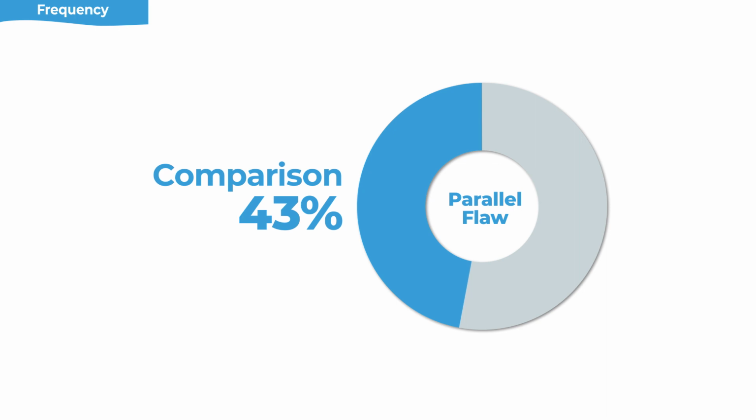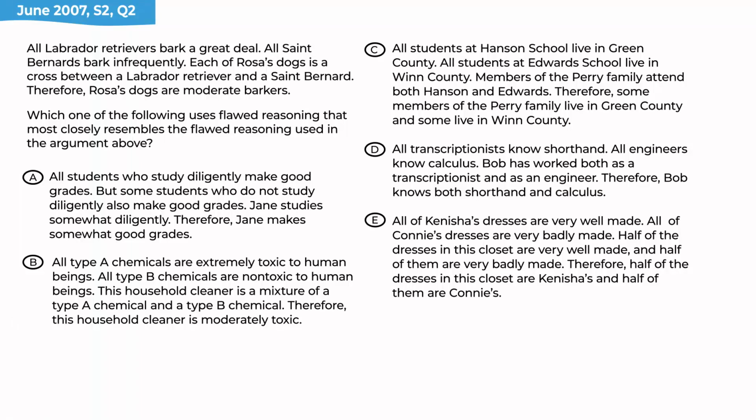It plays a much stronger role on parallel flaw questions than on parallel questions. It's not the most important reasoning structure on parallel flaw questions, but comparison does play a significant role on a very large number of questions. Let's look at an example. Go ahead and give this one a try. Hit pause, try this question on your own, and when you think you've got the right answer, hit play again, and we'll work it through together.